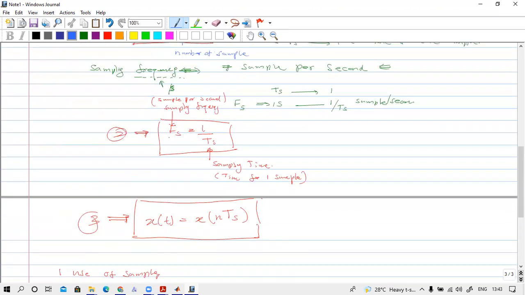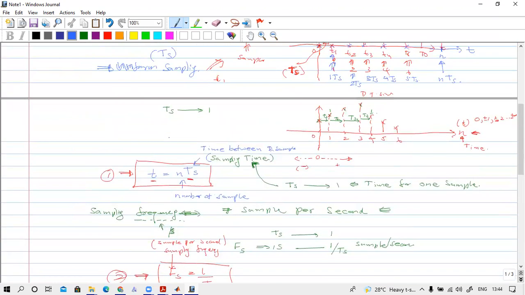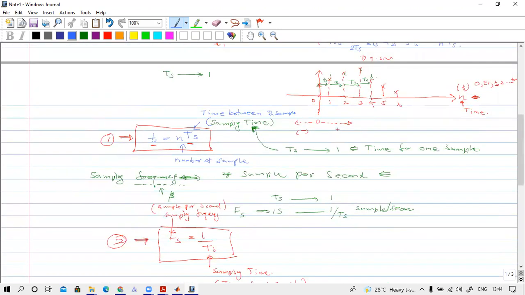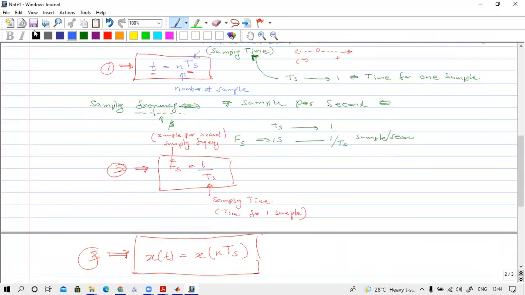I will give you 5 minutes to try to understand these three terms. After 5 minutes, we will start to do some questions. So get that time.